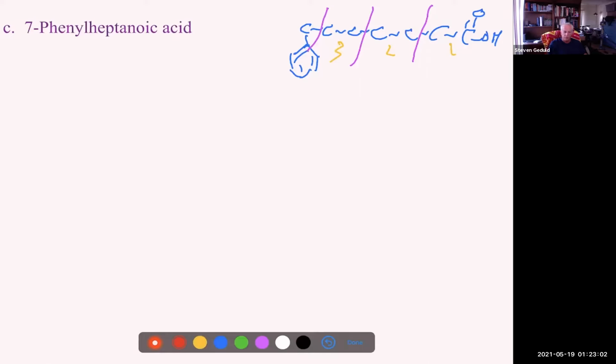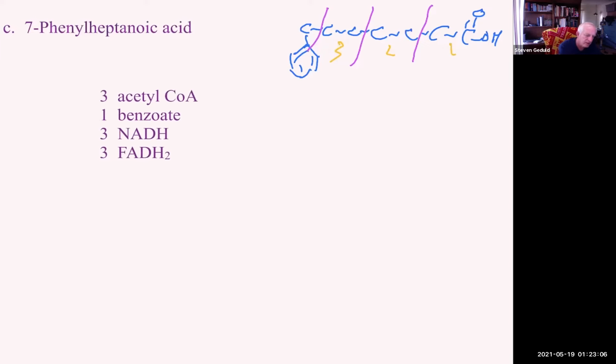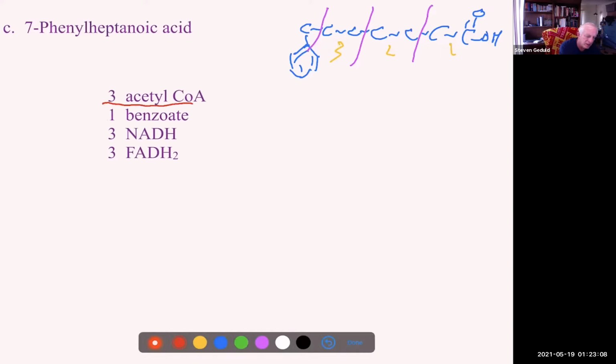Okay, 1 for every bond formed. So 3 acetyl coenzyme A's. This is your 1, 2, 3 right there. 1 benzoate, that's this group right here. 3 NADHs and 3 FADH2s, 1 for every bond that's broken. So 1, 2, 3 bonds are broken.